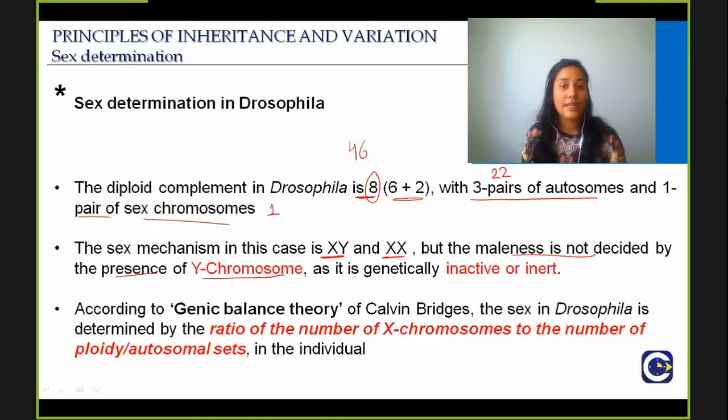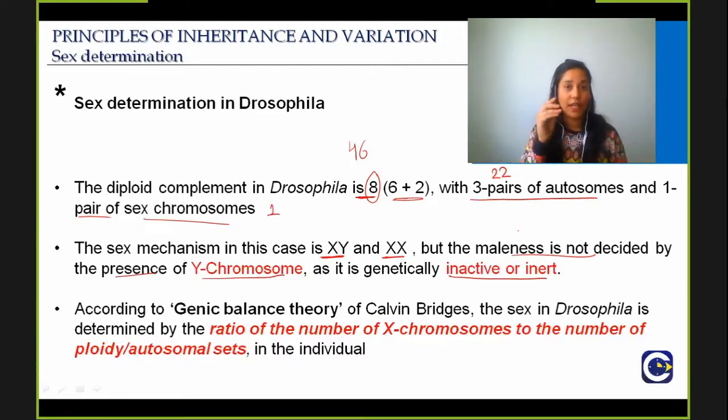Okay guys, why is this? Because the Y chromosome is inactive or inert. It doesn't matter if the Y chromosome is present or not, because all the genes on the Y chromosome are inactive. If you have studied molecular basis of inheritance, you know that the genes are inactive. They are heterochromatin. They are not going to be expressed. So that is why in the case of Drosophila, it does not matter.